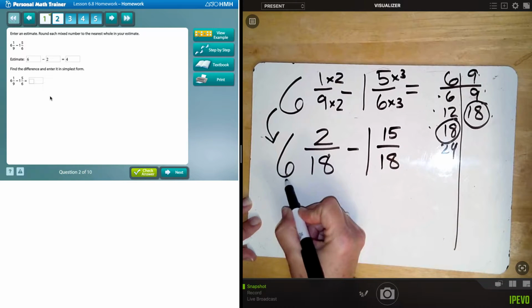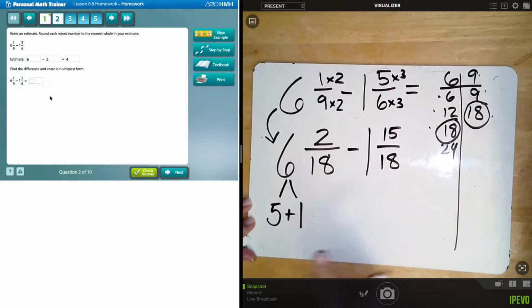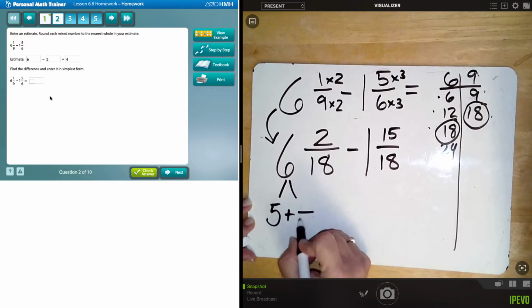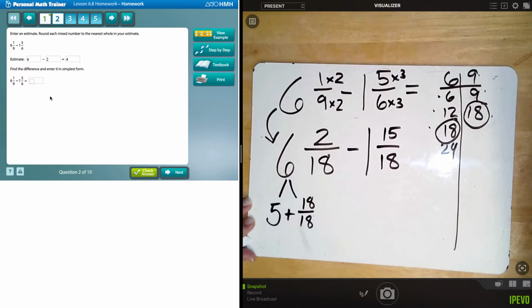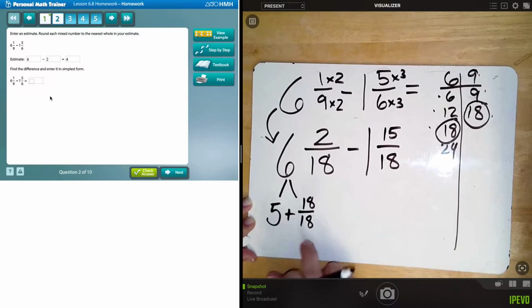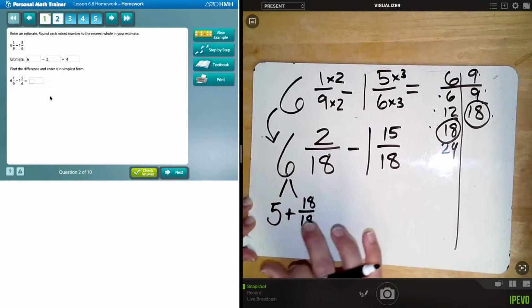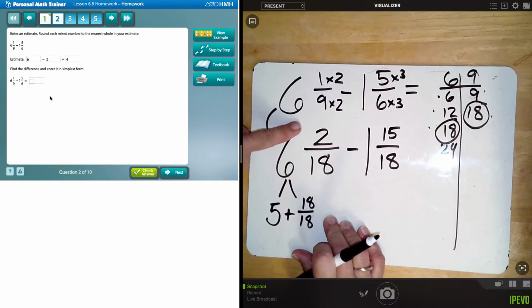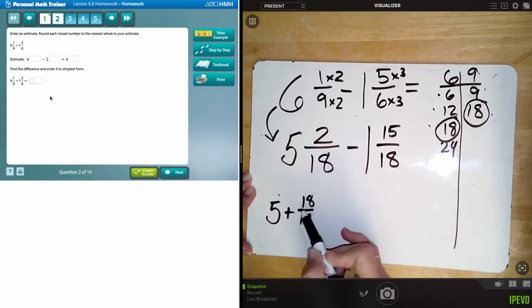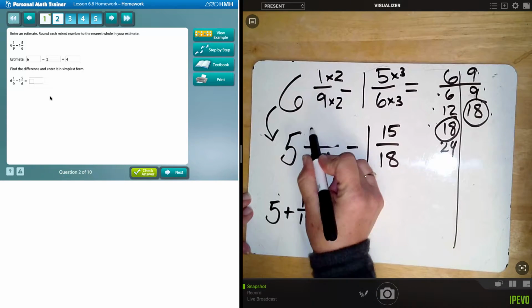So I have to kind of break apart my 6 wholes. I'm going to break it apart into 5 plus 1, and I'm going to rename 1 into a fraction that equals 1. 18/18 equals 1. So I'm going to break 6 apart into 5 and 18/18. Anytime you have the numerator is the same number as the denominator, it equals 1 whole. So no longer is it 6 and 2/18. It is 5 and 18, 19, 20, 20/18.